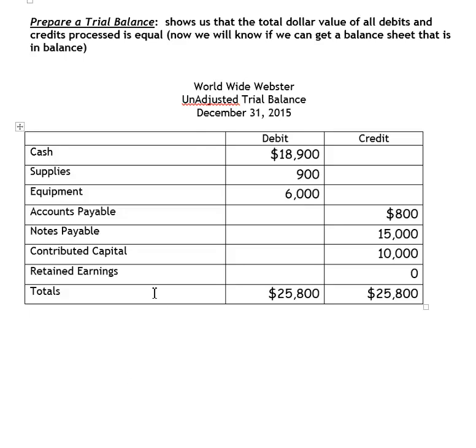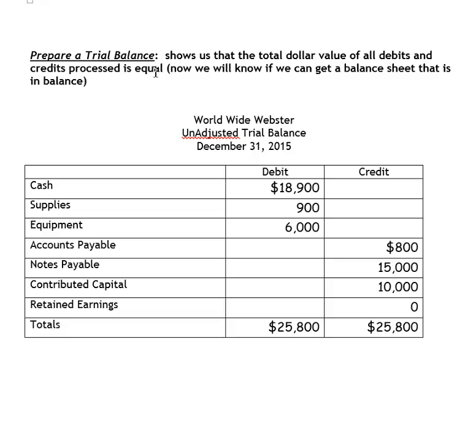And here it is. You can see the trial balance, specifically unadjusted, and when you get into chapter 4, you'll see exactly why we say unadjusted, but in any case, it's a trial balance, and it proves to us that the total dollar value of all the debits and the credits that we processed are equal. Now we know we can get a balance sheet that's in balance based on the debits and credits we processed. So you remember, our cash had an ending balance of $18,900.